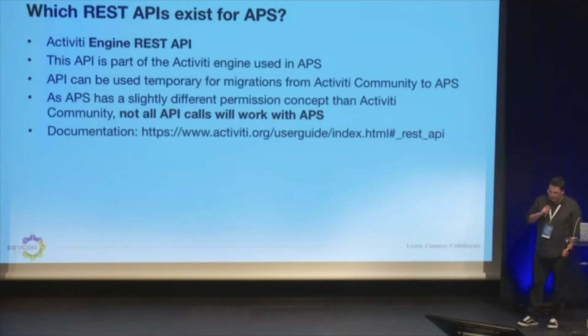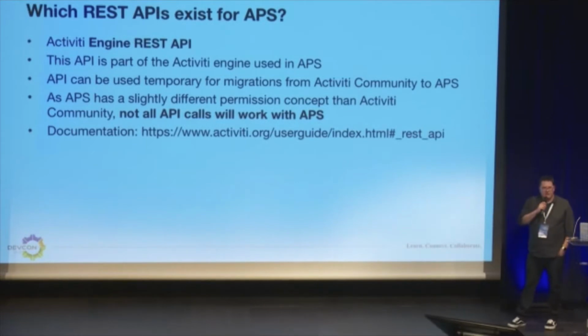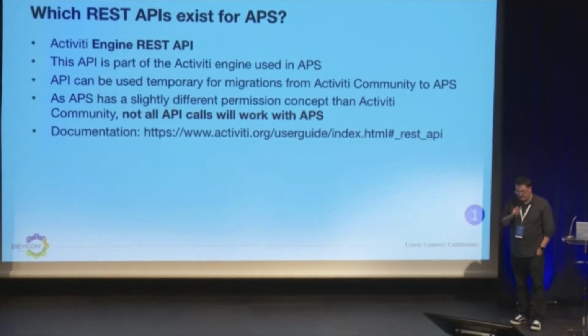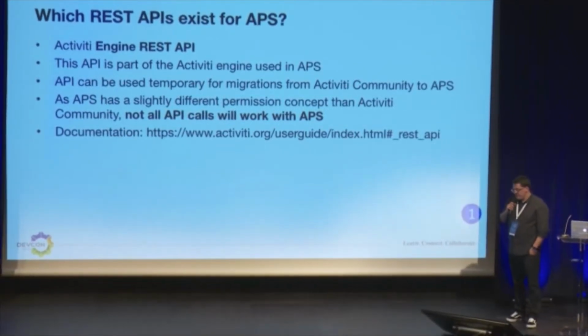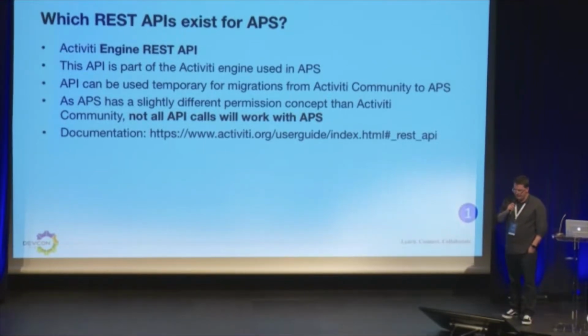The first API I want to talk about is the so-called Activity Engine REST API. This is part of the Activity Engine used in APS. This API can be used if you are planning to do migrations from community to our APS offering. It is worth mentioning that due to a different or more complex security concept in APS, it is likely that not all calls in this API will work with APS.